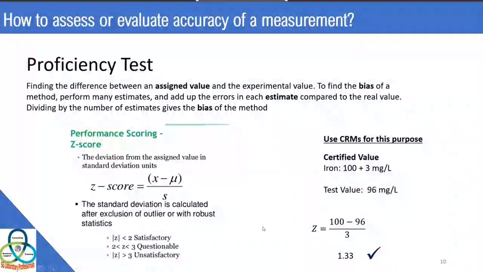Here is an example. If we have a CRM for iron in drinking water, you have 100 ppm of iron with a value of plus or minus 3. When you analyze, you got 96 ppm. If you calculate the z-score, it comes to 1.3. In this case, we can see that this is less than 2, which means the value is acceptable.